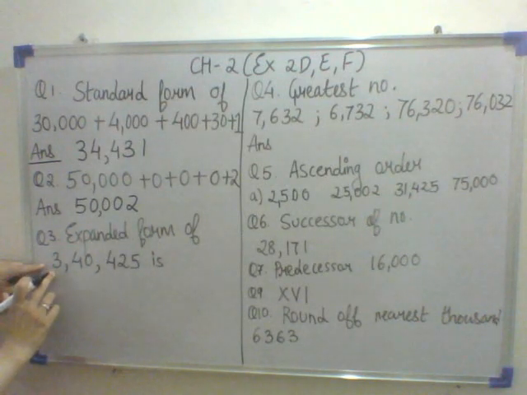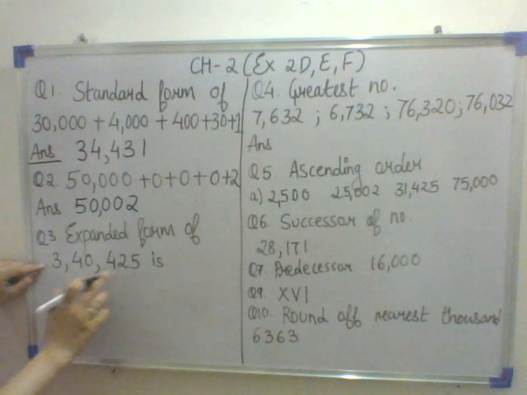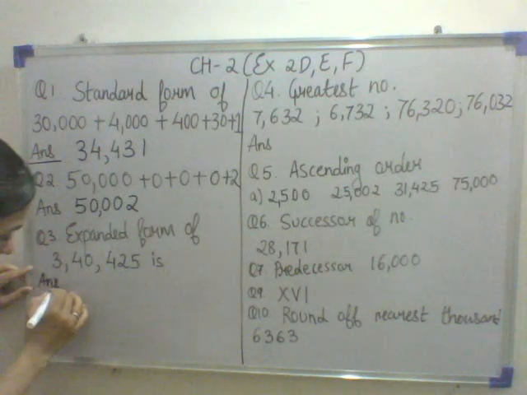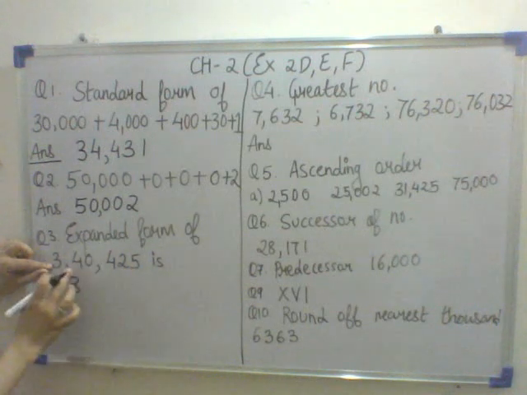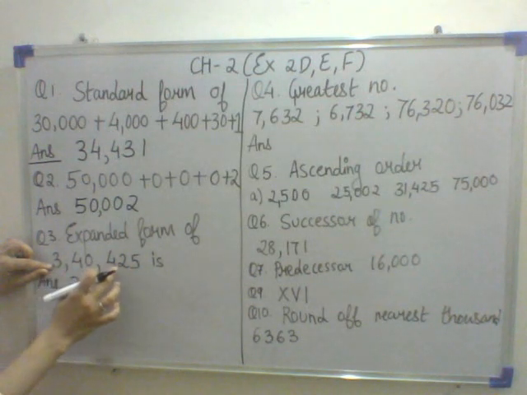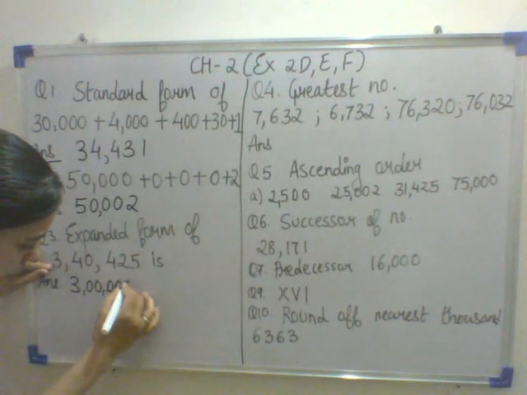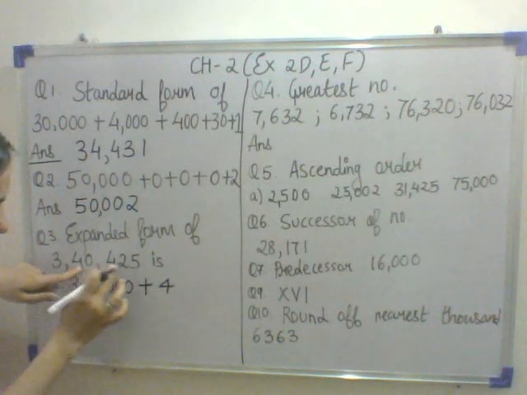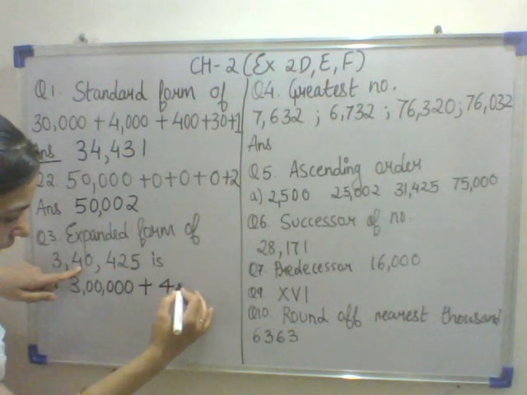The next is the expanded form. You have to write the expanded form of this number. What is this number? 3,40,425. So how will you write it? Your answer will be: first 3 is there, 3 lakh. So how many zeros are there in lakh? 5 zeros will be there: 1, 2, 3, 4, 5. Plus, see the next number, it is 4. After 4, how many digits are there? 1, 2, 3, 4. 4 digits are there. So I will write 40,000.